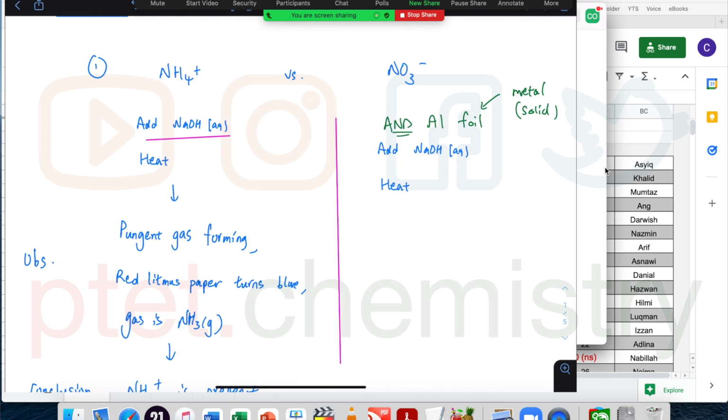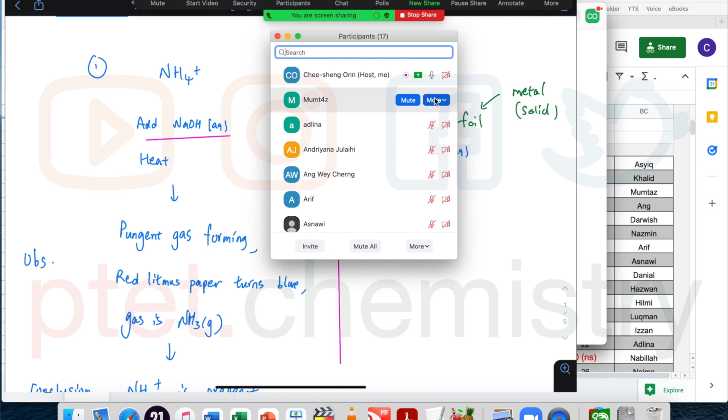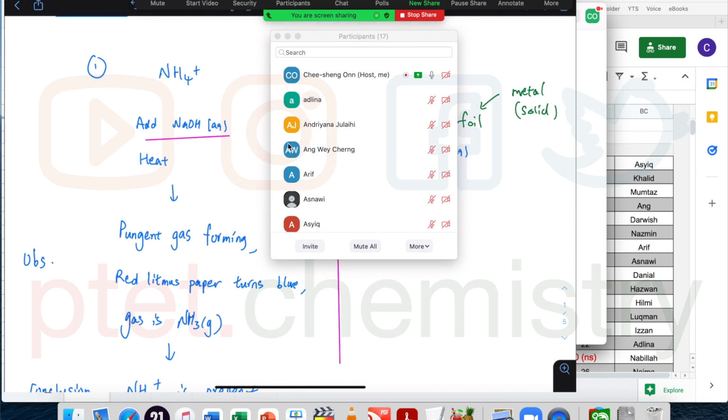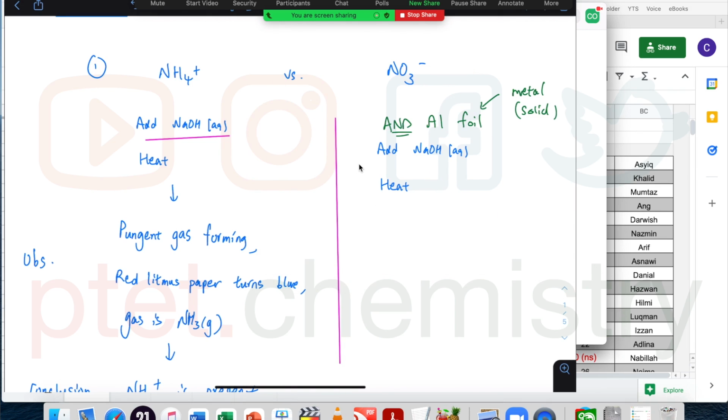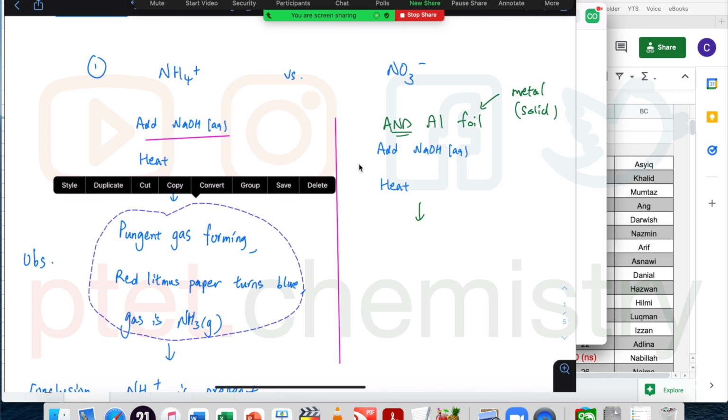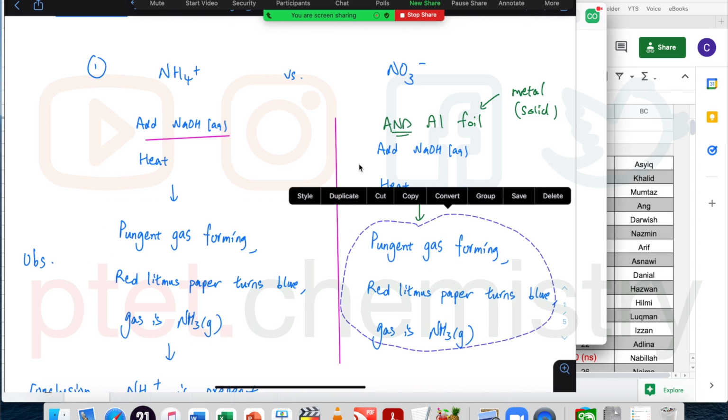Without aluminum... All right, sorry, I had to mute Mumtaz there. Anyway, when we add aluminum foil in the presence of NaOH and we get NH3, it's actually the test for NO3-. You must have aluminum foil, and you will get the exact same thing: the pungent gas forming, and then you get the ammonia gas.